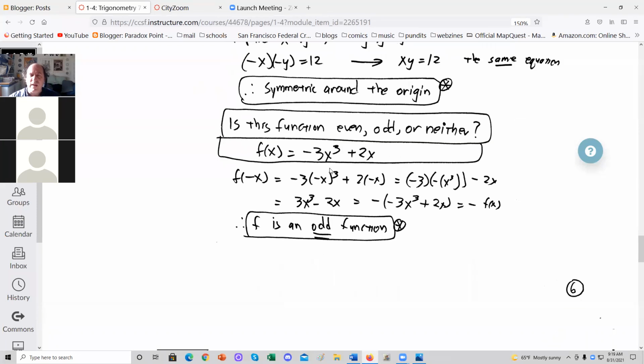In general, if you have a sum of odd functions, the result is odd. If you have a sum of even functions, the result of that is even.